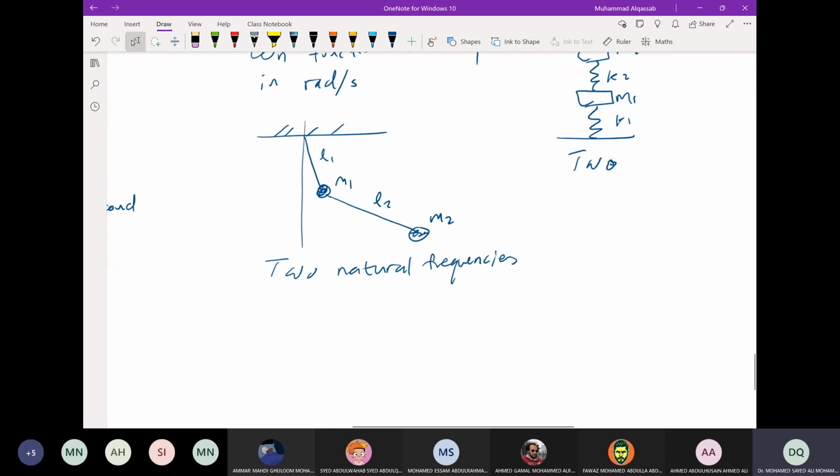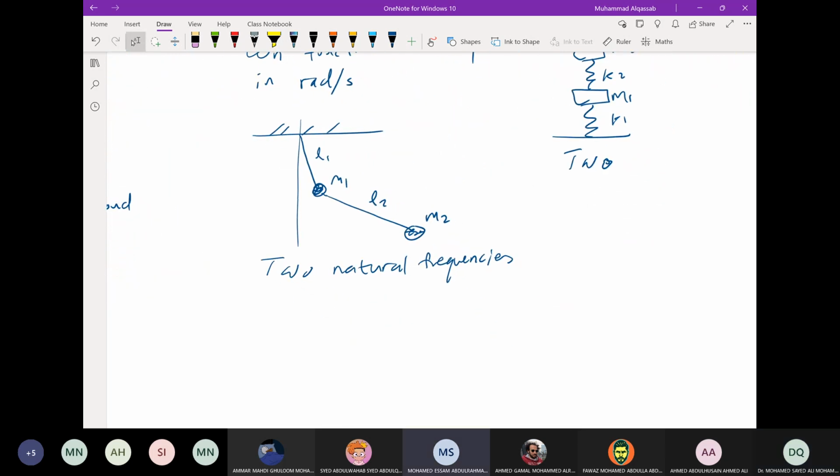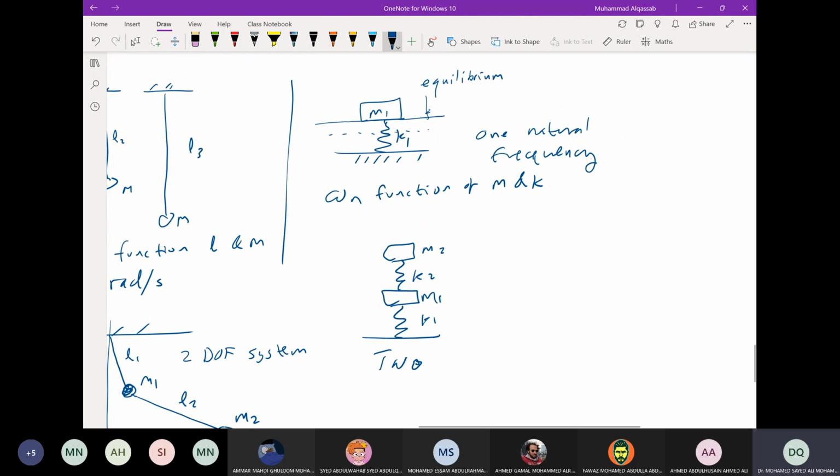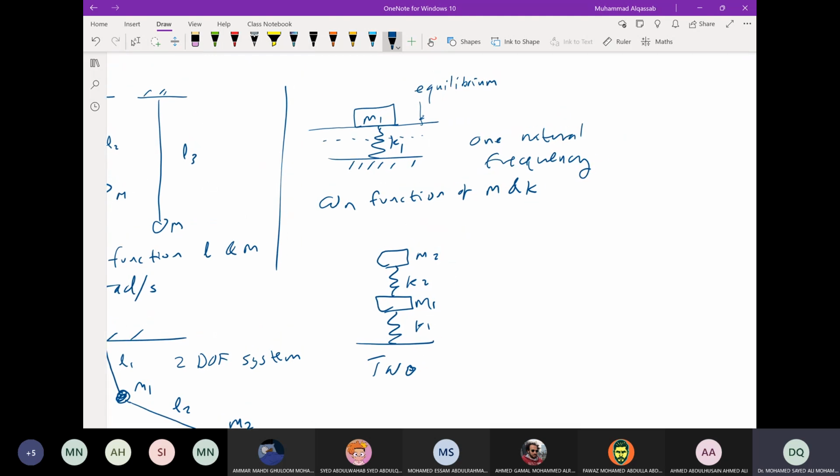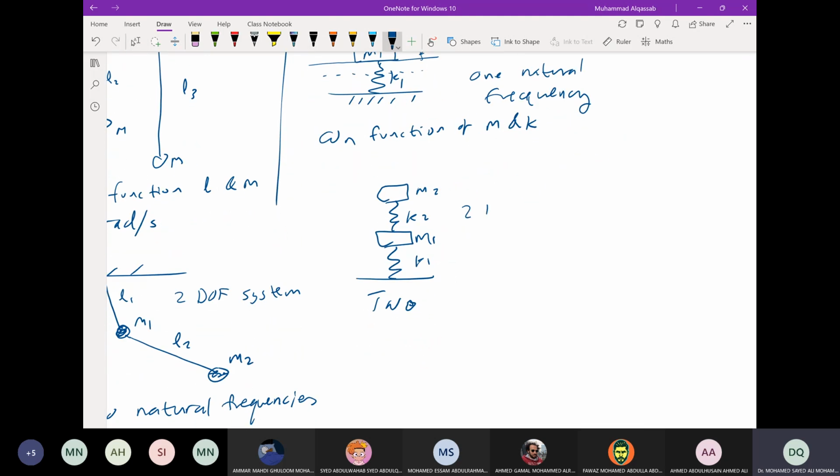Okay, it shows here 2 pendulums. I am saying that when you join 2 pendulums this way, then you will get 2 natural frequencies because this is a 2 degrees of freedom system. Also, this was a 1 degree of freedom system with 1 natural frequency. This is also a 2 degrees of freedom system, then there will be 2 natural frequencies.